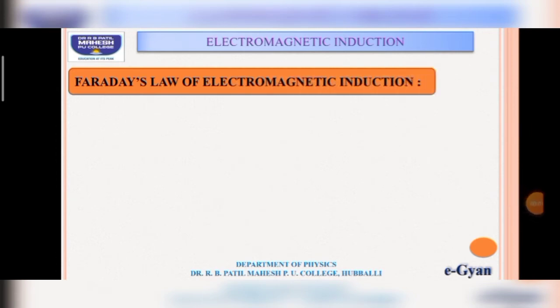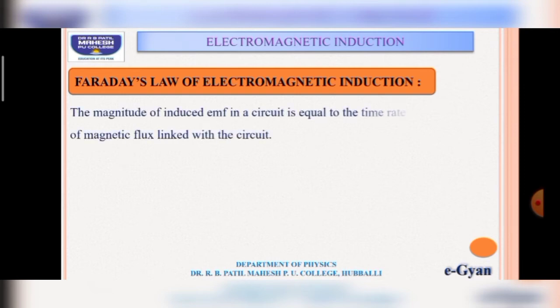Next, Faraday's law of electromagnetic induction. In the last session, we discussed the experiments performed by Faraday and Henry. These observations were formulated in the form of a law, and that law is called Faraday's law of electromagnetic induction. Now let us see the statement of Faraday's law of electromagnetic induction. The magnitude of induced EMF in a circuit is equal to the time rate of change of magnetic flux linked with the circuit.